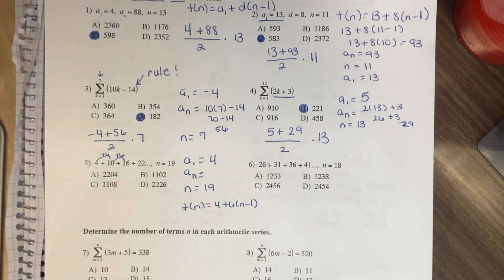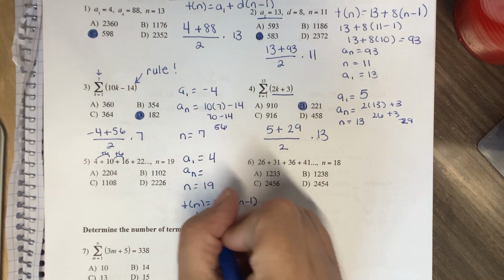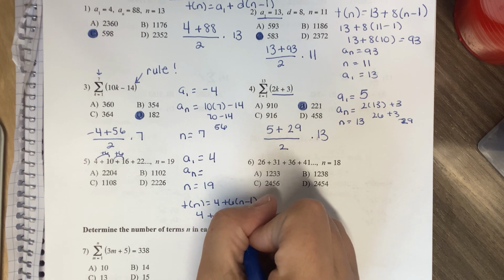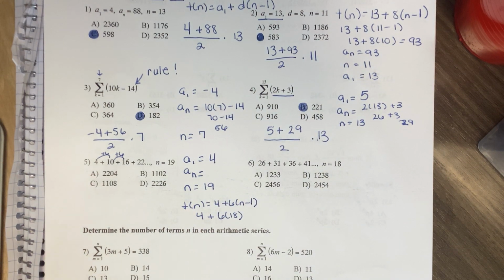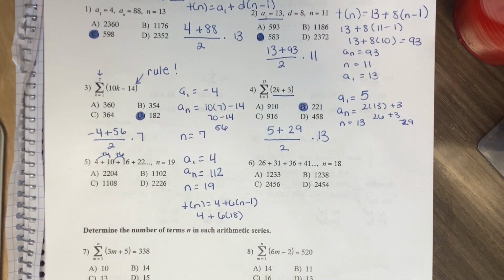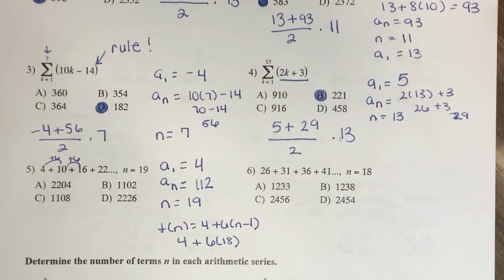I can find the value of my last term. So 4 plus 6 times 19 minus 1, which would be 18. 6 times 18 is 108 plus 4 is 112. And now we're going to circle back, and we're going to use what I know how to do.